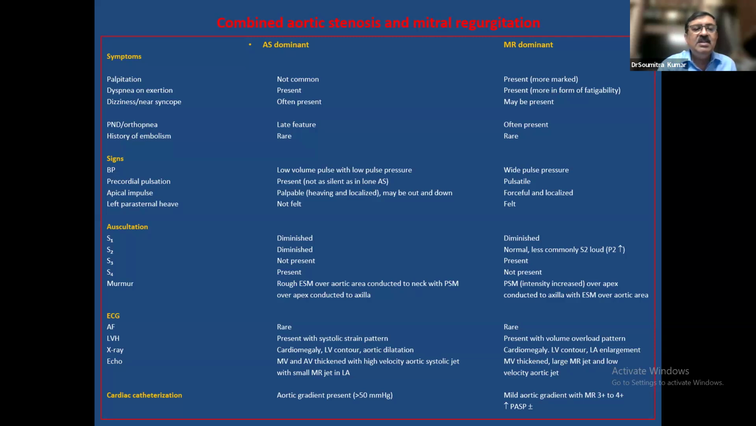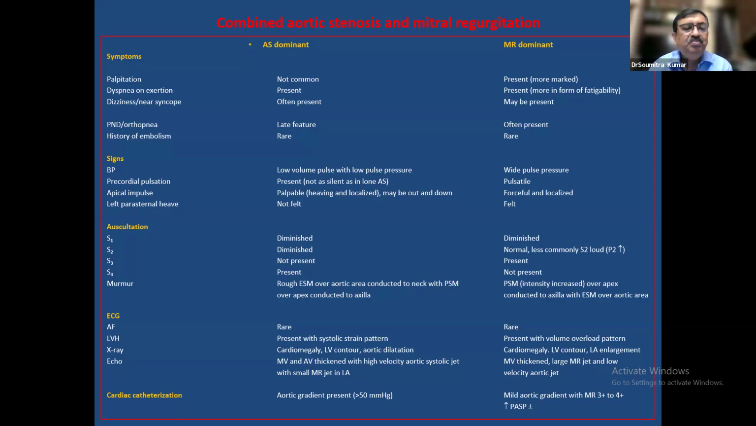Precordial pulsation is present with AS dominance because it is not as silent as in lone AS, because of the concomitant presence of MR, but it is definitely more pulsatile with MR dominance. Apex is localized and heaving with AS dominant, and forceful and localized, ill-sustained with MR dominance. A late parasternal heave, because of pulmonary hypertension and because of the left atrial rock, can be there in MR dominance.